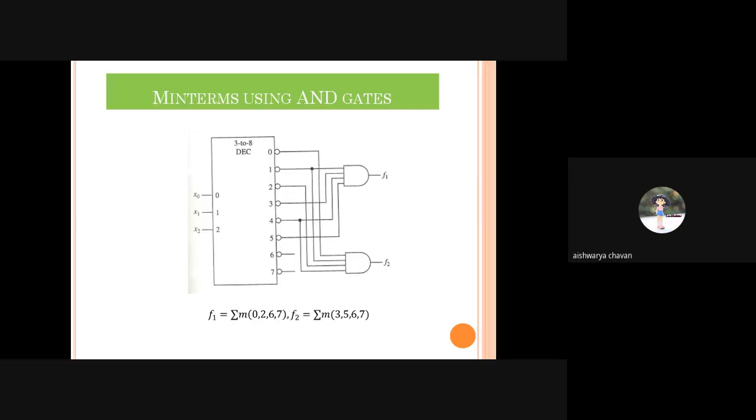0, 2, 6 and 7, those inputs, means the outputs of the decoder, you have to connect to the inputs of this gate. And the next one is 3, 5, 6 and 7 for the function f2. So easily you can design the minterms by using the AND gate, right?